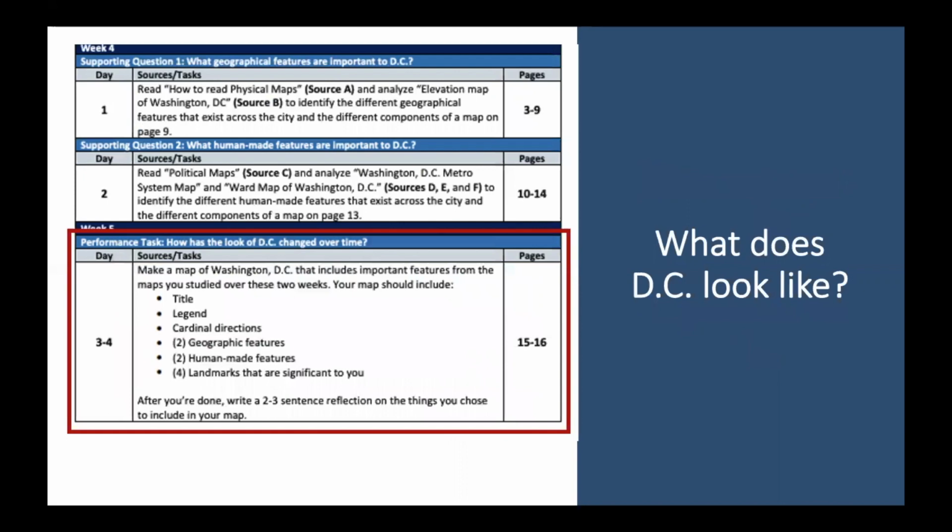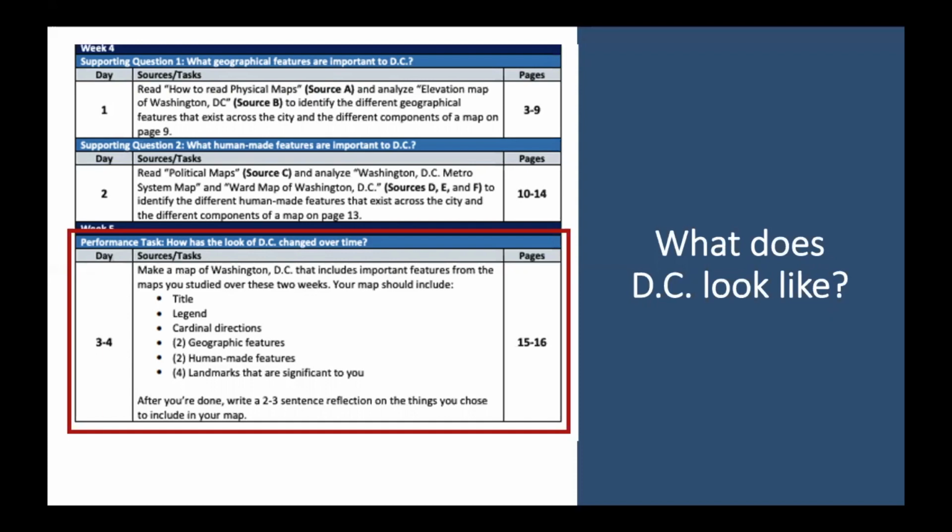Now it's time to put all of your new knowledge to the test and respond to this unit's compelling question and performance task. Remember, you are going to create your own map of Washington, D.C. that will include some of the features we studied over the last 2 weeks. Maps should have a title, a legend, cardinal directions, 2 of DC's geographic features, 2 of DC's human-made features, and 4 landmarks that are significant to you.